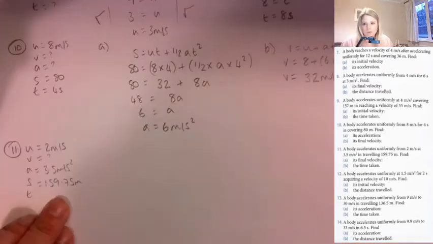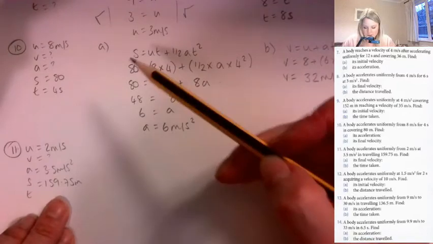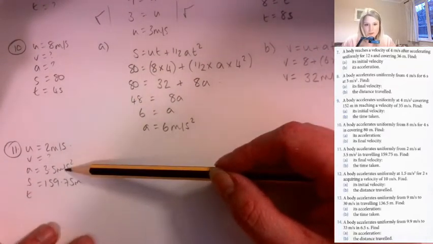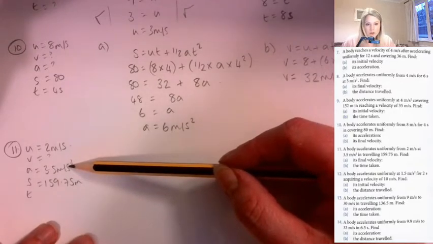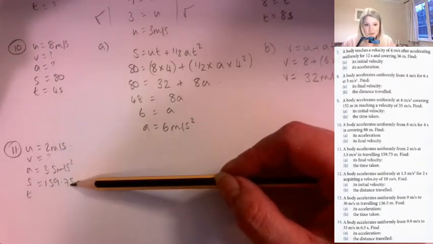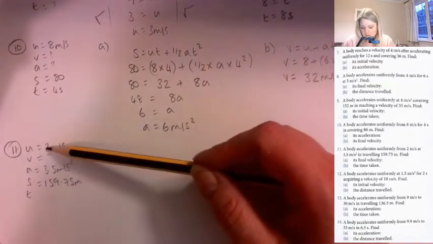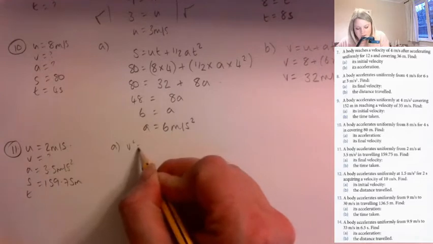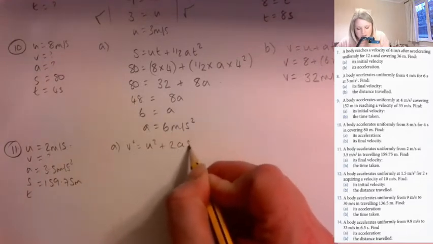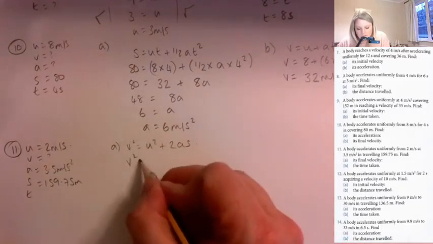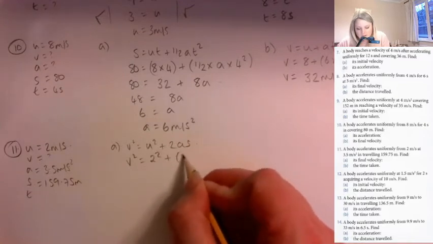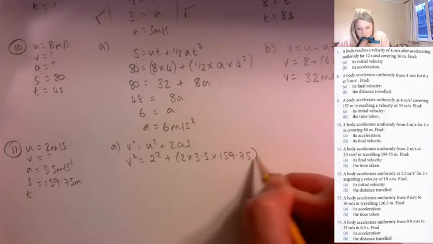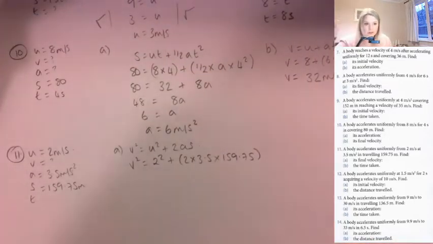Okay. Right, so 11. A body accelerates uniformly from 2 meters per second at 3.5 meters per second squared, traveling 159.75 meters. Find the final velocity. So we're looking for something that links u, v, a, and s. So v squared equals u squared plus 2as. So v squared equals 2 squared plus 2 times 3.5 times 159.75. That I can type straight into my calculator.